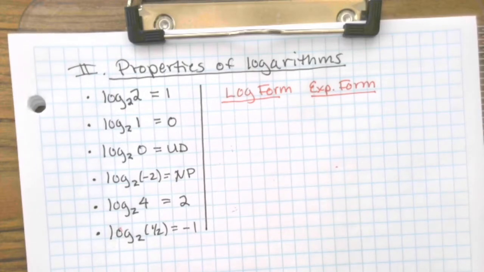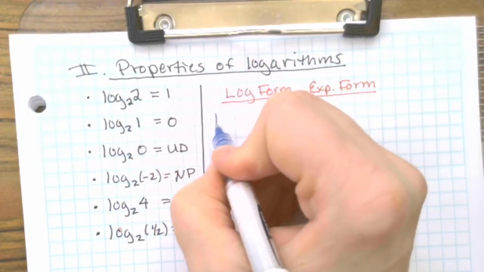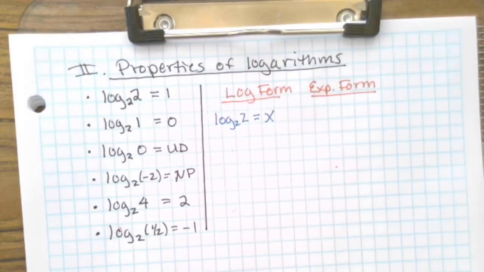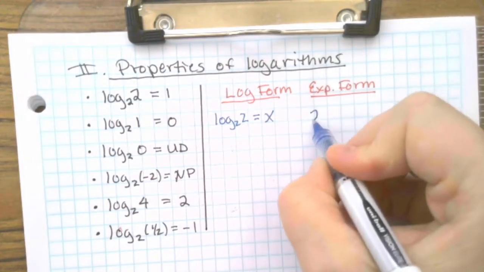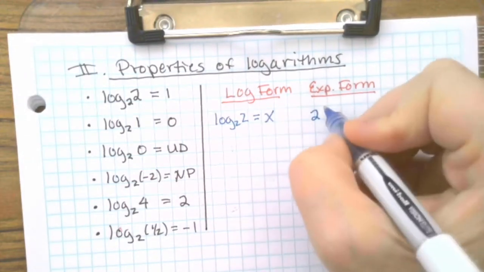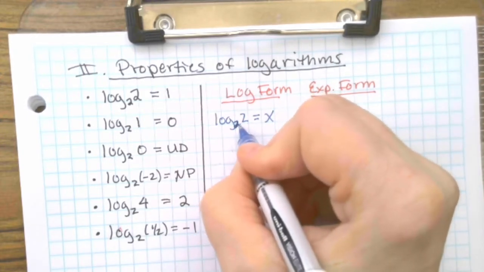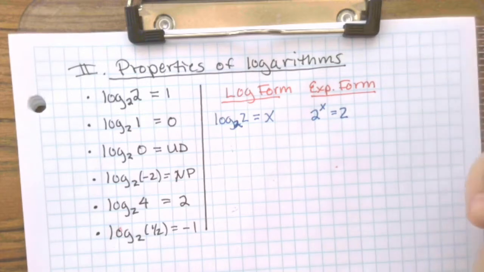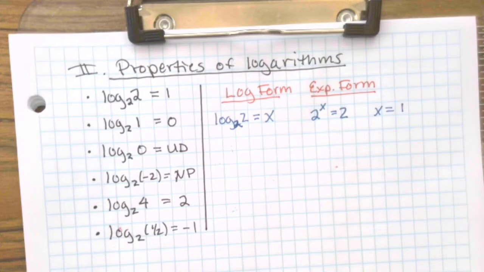Let's put this in log form. We want to know what log base 2 of 2 equals. So log base 2 of 2 equals some mystery number x. First thing we're going to do is put this into exponential form. So base 2 to the power of what's on the right is equal to the argument 2. I'm going to make the base 2 have a curl, the argument 2 not have a curl, so you know which one is which. Well, 2 to what power equals 2? X has to be 1, and that is the property.